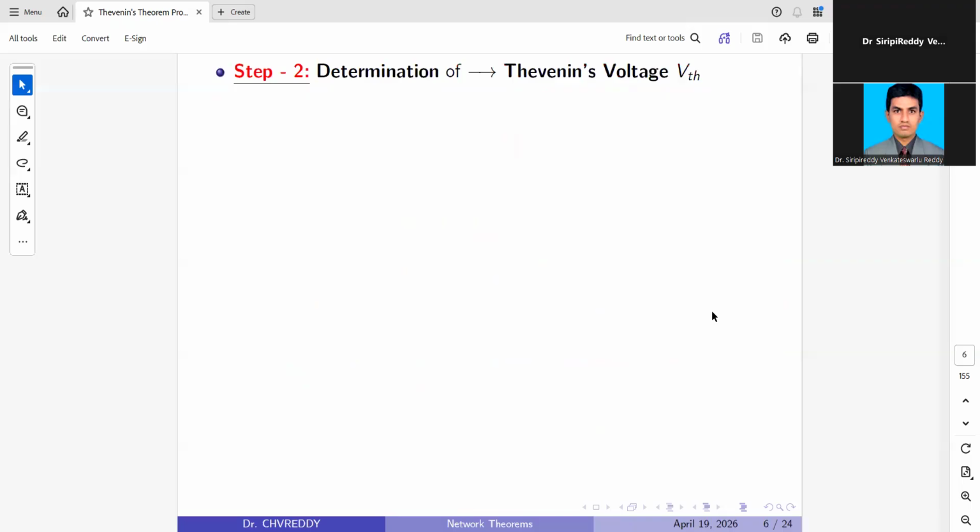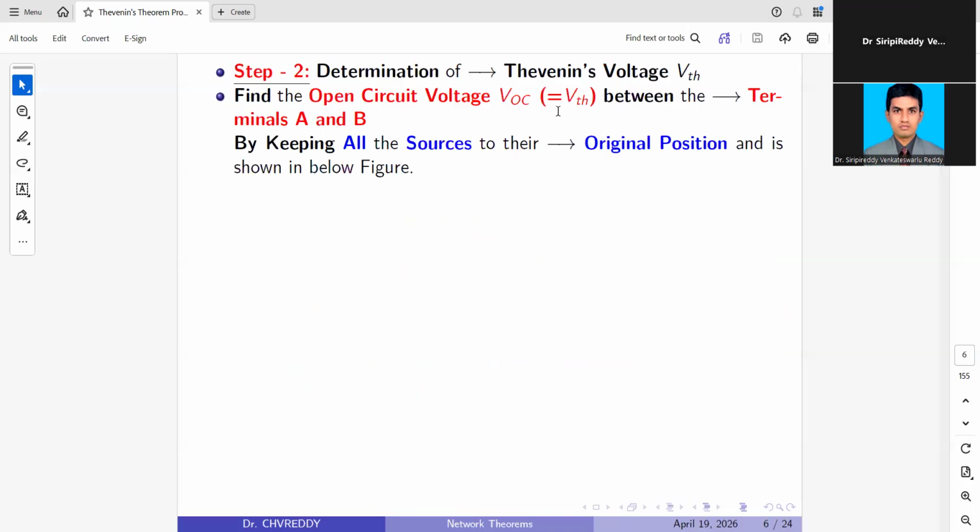Step two is the determination of Thevenin voltage, or finding the open circuit voltage or Thevenin voltage between the terminals A and B. When you are calculating your Thevenin voltage, you have to keep all the sources in their original positions. You could not replace anything. Whatever sources are available, you keep them in their original position, and it is shown in the figure.